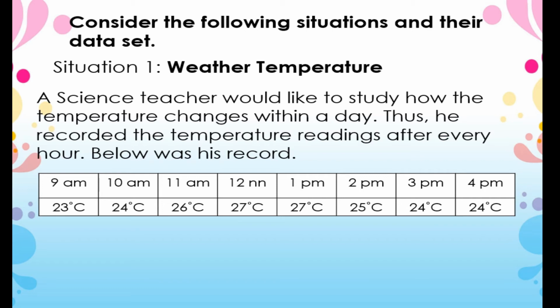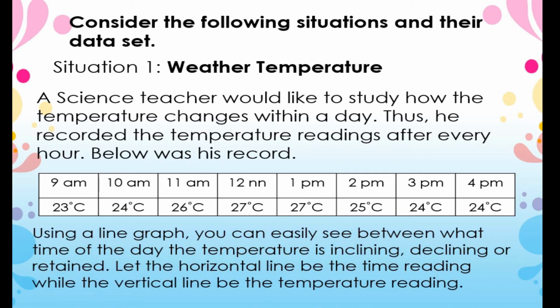27 degrees Celsius, 2 p.m., 25 degrees Celsius, 3 p.m., 24 degrees Celsius, 4 p.m., 24 degrees Celsius. Using a line graph, you can easily see between what time of the day the temperature is inclining, declining, or retained. Let the horizontal line be the time reading, while the vertical line be the temperature reading.